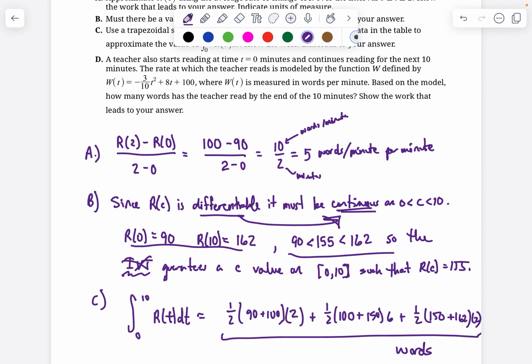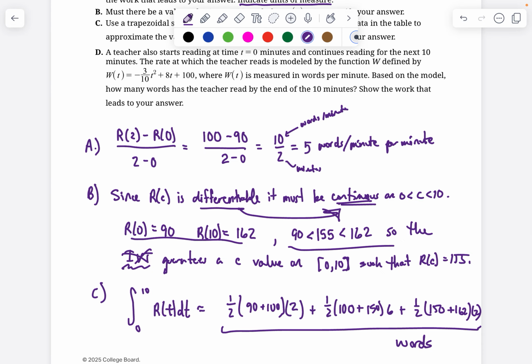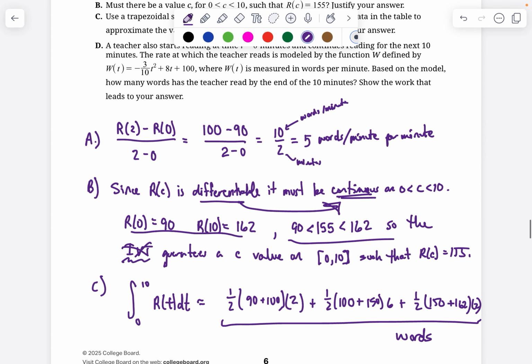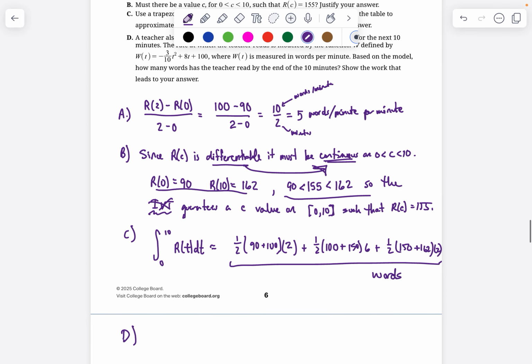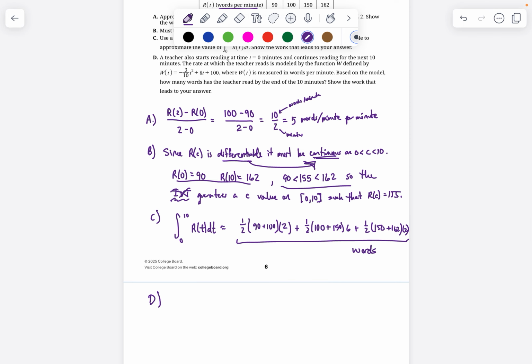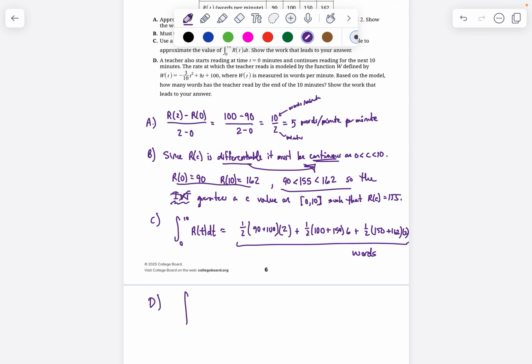A teacher also starts reading at time 0 minutes and continues reading for the next 10 minutes. The rate at which the teacher reads is modeled by that function, W of t. Based on the model, how many words has the teacher read by the end of 10 minutes? Okay, well this time we can actually do it without approximating because we have the function. So we have the integral of negative 3/10 t squared plus 8t plus 100 dt, and we are adding it up from 0 until we get to 10 minutes.